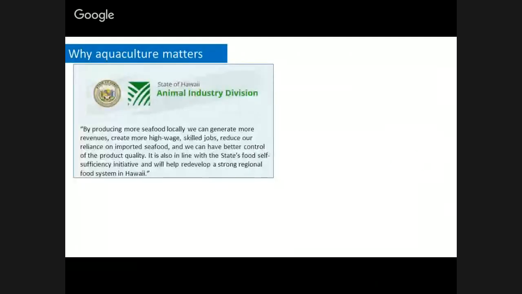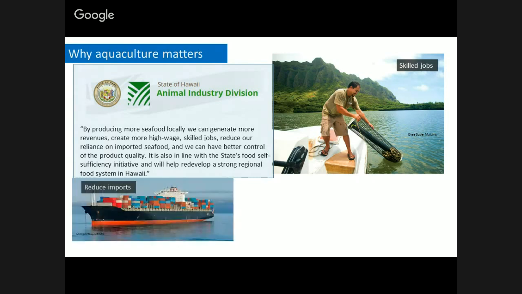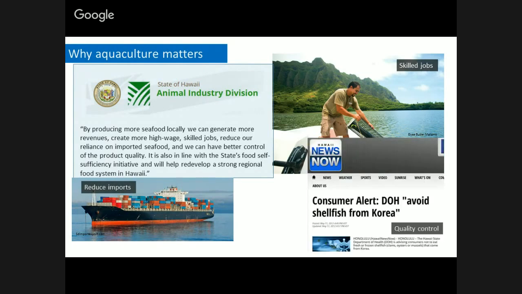The State of Hawaii Animal Industry Division puts it best, and they say by producing locally grown seafood, we can generate more revenues, create more skilled, high-wage jobs, reduce our reliance on imported seafood, and have better control over product quality. And also, aquaculture is in line with the state's food self-sufficiency initiative, and more farming would help us build our regional food system here in Hawaii.